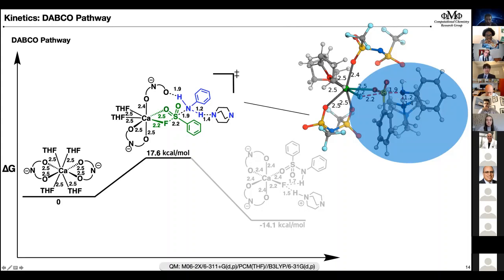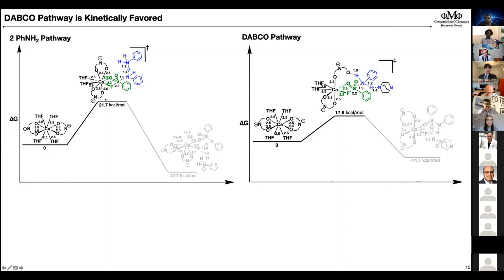And as negative charge develops, a nucleophilic attack occurs towards the sulfur center, displacing that fluoride ion, and the fluoride ion is being stabilized by calcium. So comparing the two pathways, the DABCO pathway was computationally revealed to be a kinetically favored pathway, which is consistent with the experimental data.